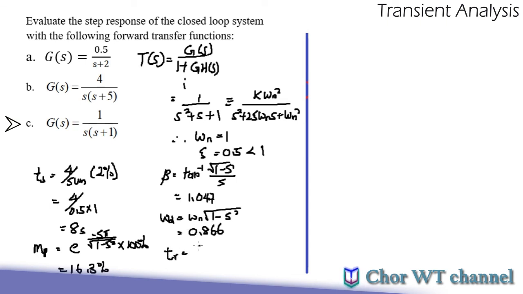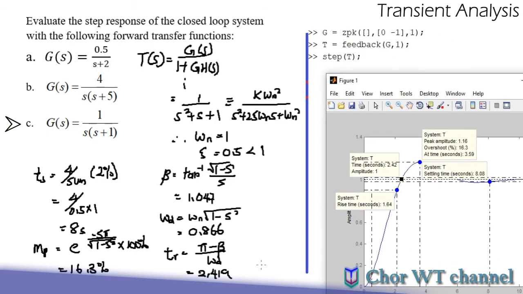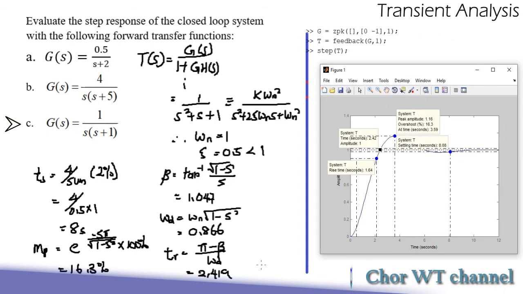So our rise time will be pi minus beta divided by omega d, and at the end we are going to get about 2.419. Let's check out the solution, whether it is accurate or not, using simulation. Similar to part B, it is almost the exact code that we are using except for the transfer function. We can get the output, and as you can see here, our calculations are confirmed.